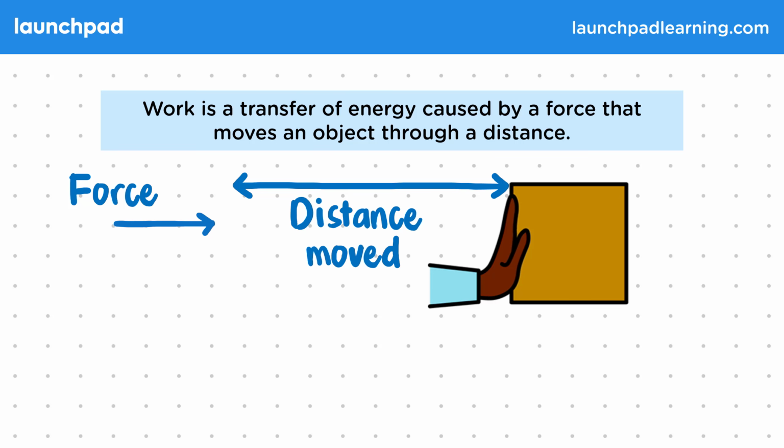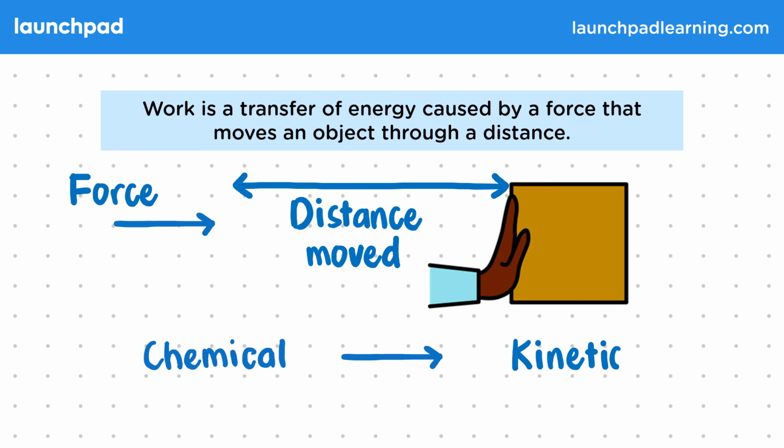Well, our hand can move and push the box because of the chemical energy it carries. Then this energy is given to the box as kinetic energy, which causes it to move. But remember, we also said the box moved because of the force pushing it. Well, what's happening here is the force is what's transferring this chemical energy from our hand to kinetic energy in the box. So this is what we mean by the force doing work.